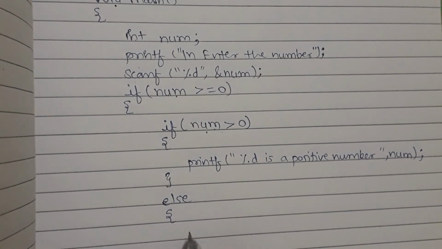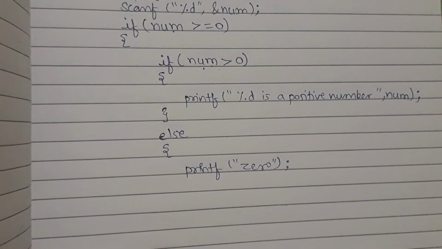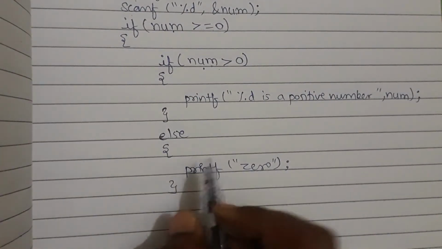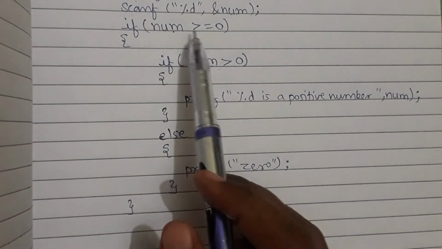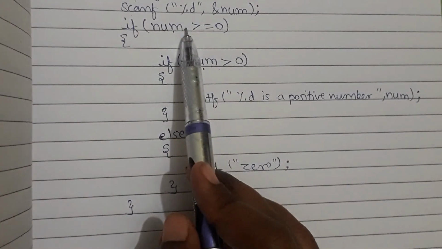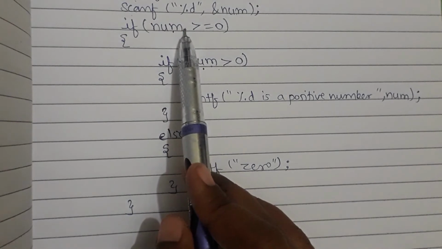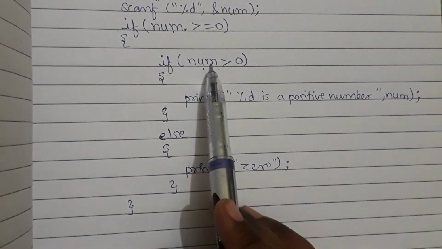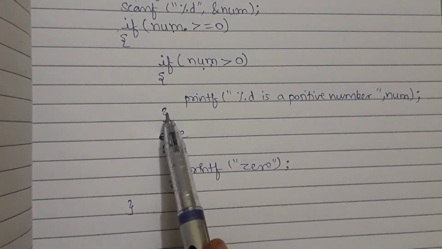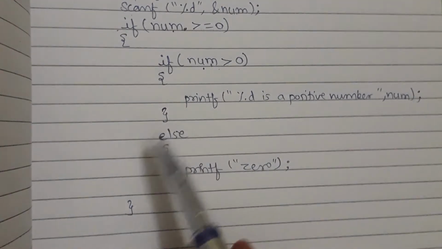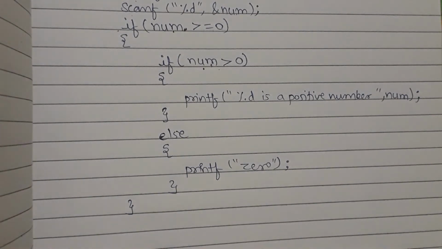In this else part we will print 0. Here it will print 0 and we will close this else part and this if part also. Again I repeat, if condition 1 is true and condition 2 is also true, then it will print this part, and after printing this part it goes next to the else part.